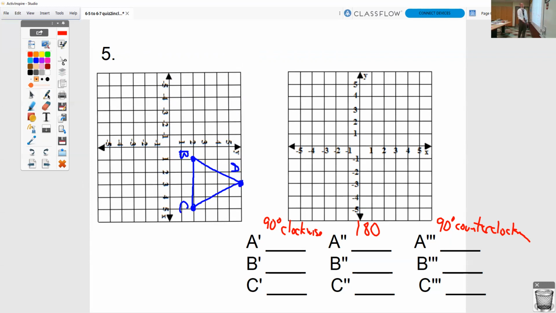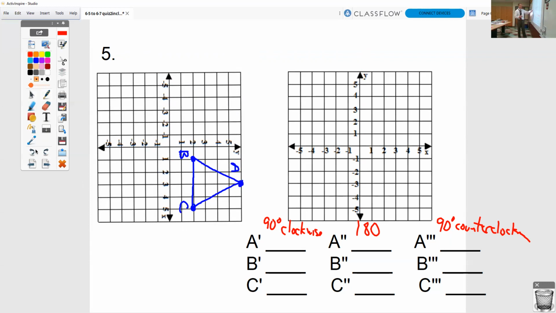You have to remember that positive numbers go up, positive numbers go over to the right. Negative numbers go down and negative numbers go over to the left. That's what you have to keep in mind. So you have to ignore the numbers on your paper.